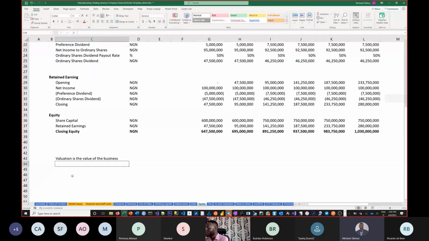And there are many ways valuation is being computed. So you can use the DCF approach, discounted cash flow. You can use comparative company comparatives. Or you can use valuation multiples.